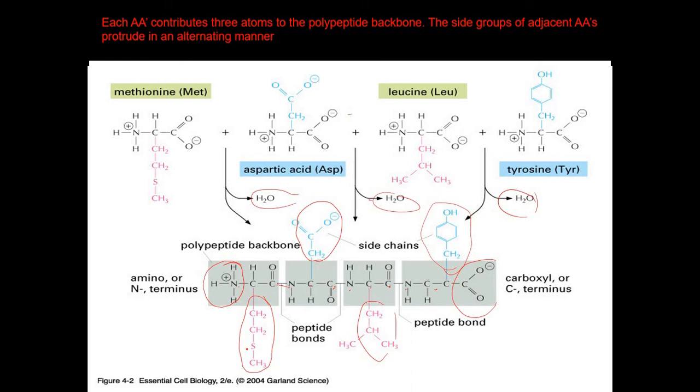So remember, the R groups protrude in an alternating manner, and then you read this from N terminus. You also name this from N terminus to C terminus. Don't forget that, okay. N terminus meaning the amino group is at the start and the carboxyl is at the last. Alright?